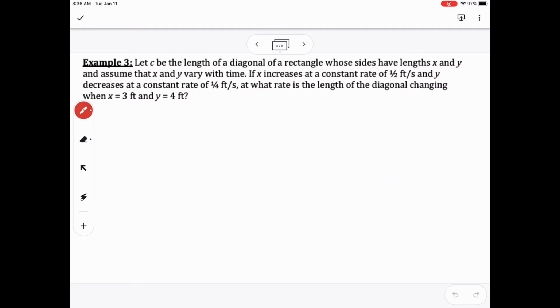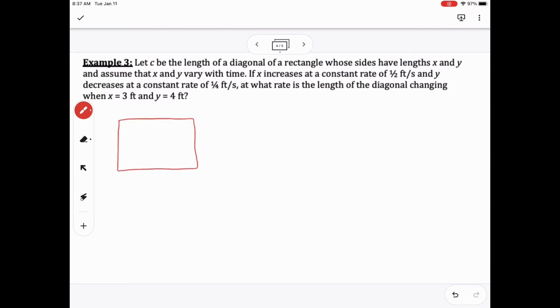Now looking at example 3, it says let C be the length of a diagonal of a rectangle whose sides have lengths x and y, and assume that x and y vary with time. If x increases at a constant rate of 1/2 foot per second and y decreases at a constant rate of 1/4 foot per second, at what rate is the length of the diagonal changing when x is 3 feet and y is 4 feet? Okay, here we're talking about a rectangle, so I want to draw that.